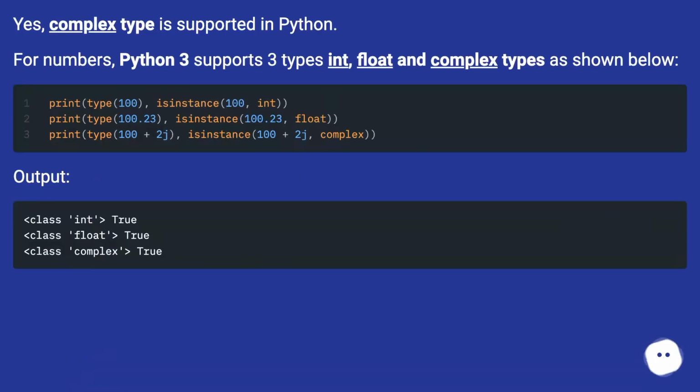Yes, complex type is supported in Python. For numbers, Python 3 supports 3 types: int, float, and complex types as shown below. Output.